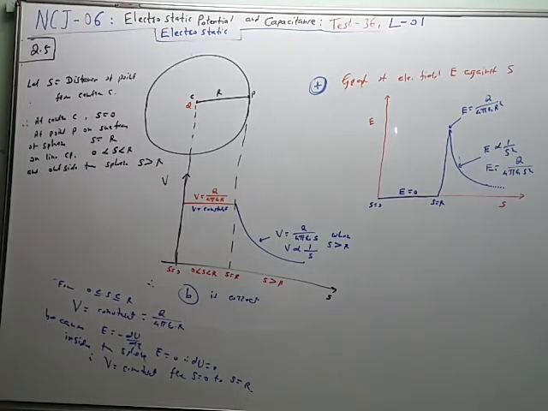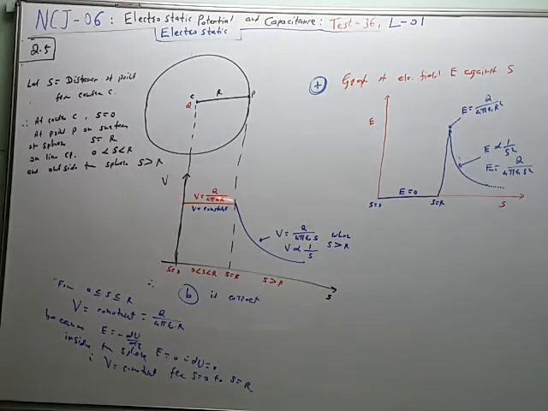Inside the sphere, the intensity vanishes from center to surface. The intensity is 0. At the surface, the intensity is Q upon 4 pi epsilon naught R square, and then it decreases because S increases. So 0, maximum, and then it decreases.